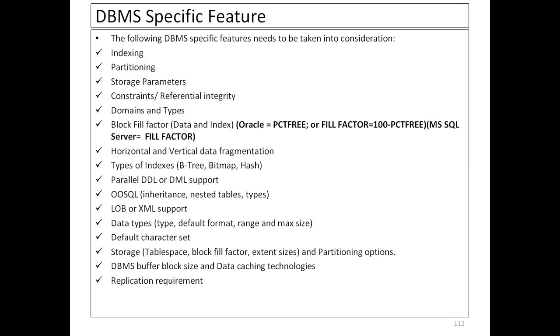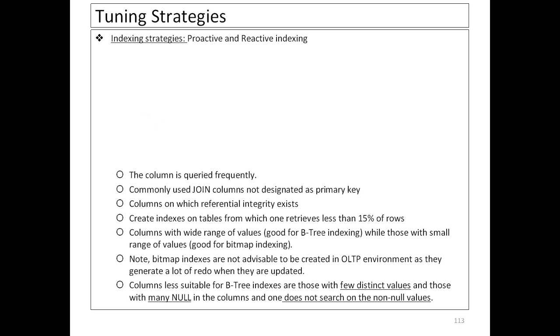Types of indexes, bitmap, B-tree or a hash index, data type, default formats, range, max size, default character set. The most important quality of a database is the default character set, because once a database is created, one cannot change the default character set of a database. DBMS, buffer block size, data caching technologies, replication requirements, storage, table spaces, and partitioning options.